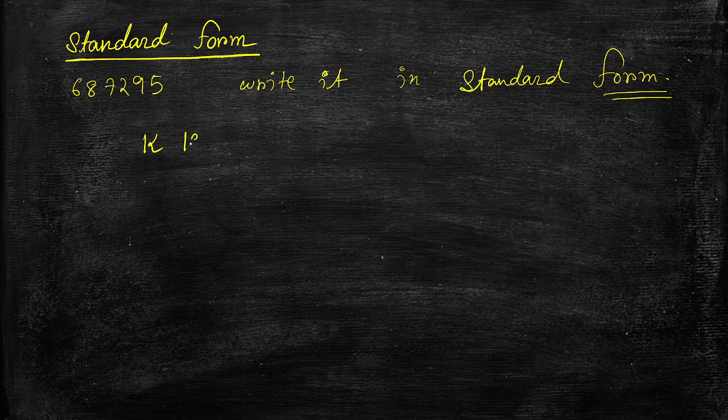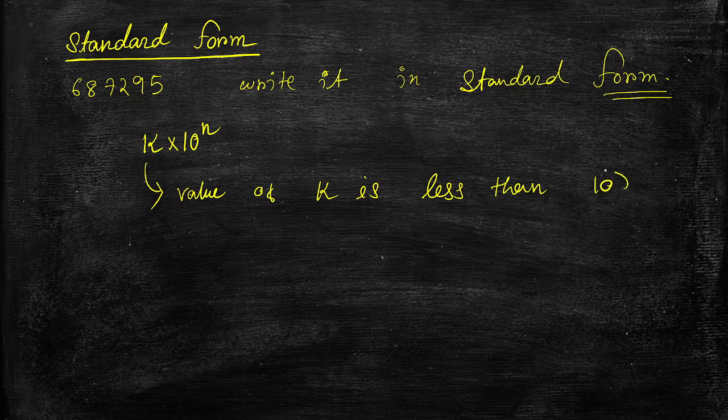It is written as k multiplied by 10 to the power n, where the value of k is less than 10. Okay, so I'm not going to the traditional method. Here is the shortcut of it.